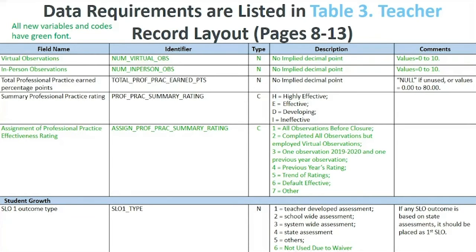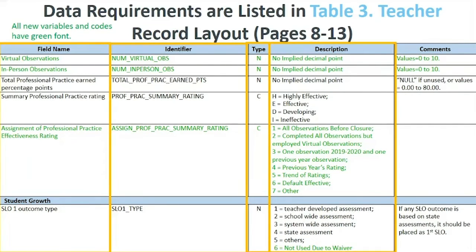In this record layout, there are 5 columns. The first one is the field name, and is the name of the data element, such as virtual observations or LSS or school number. The second column is the identifier. This is what the header in the CSV file will be, which we're going to be going over soon, usually an abbreviated version of the field name. The third column is the type column, so data can be either numeric or character. The fourth column is the description, and this will list all possible answers for the character data. The fifth column provides notes about specific recording requirements or the limits and/or range of the data field.